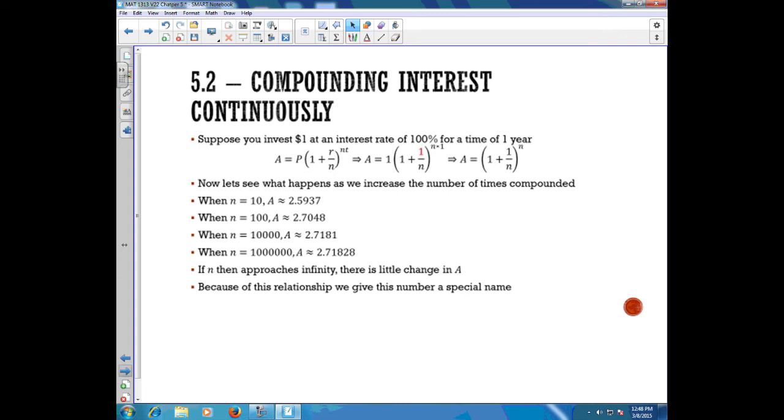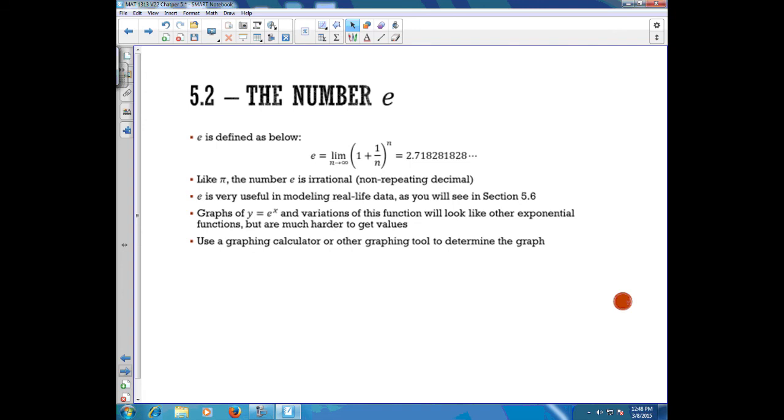Because of this change, we give this number a special name, this 2.71. The number that A is approaching is called the number e. So e is defined as the thing you see below. Okay? You don't need to necessarily understand what that means. But here's your decimal number.